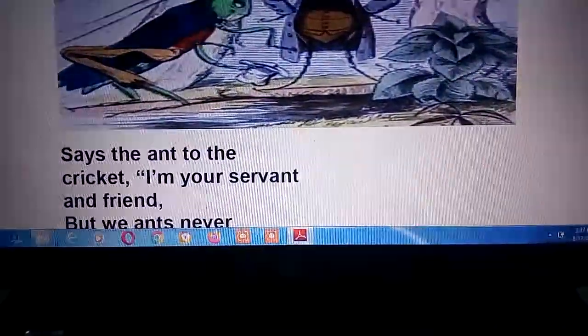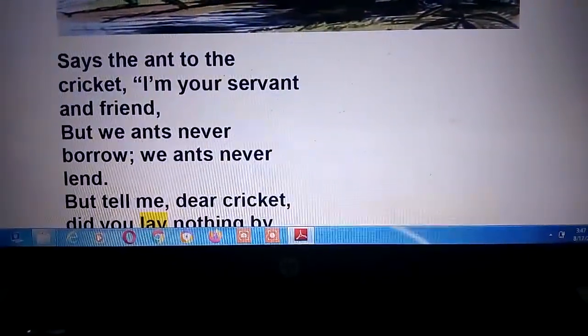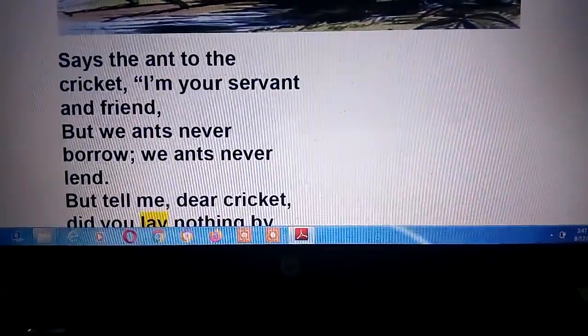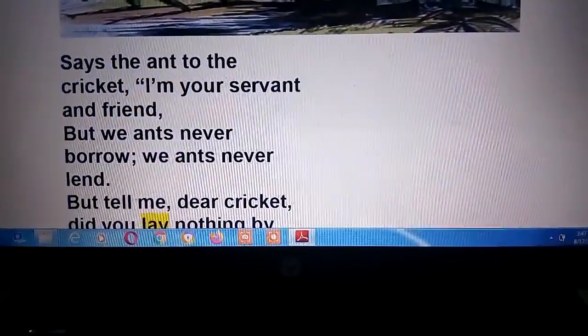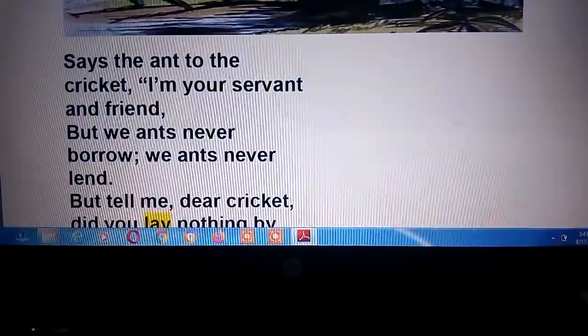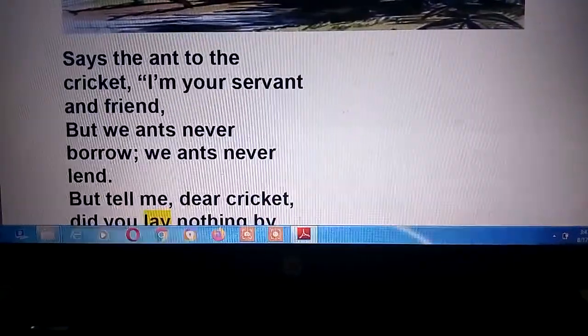Says the ant to the cricket. And so he went to the ant and he said all the things, that he would die of starvation if he is not given food and shelter. So what does the ant reply?